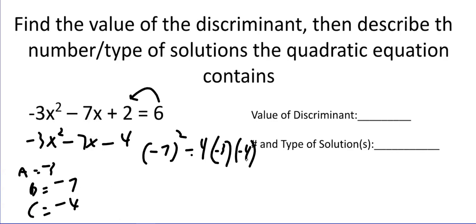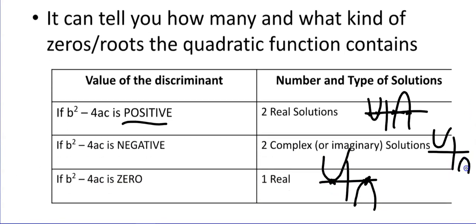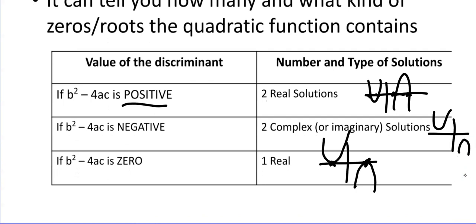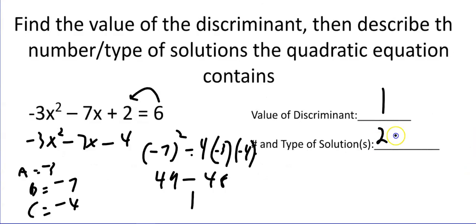Okay, so negative 7 squared is 49. When I do a negative times negative times negative, I'm going to end up with a negative number. Okay, so 4 times 3 is 12. 12 times 4 is 48. 49 minus 48 is 1, so the value of the discriminant is 1. Okay, so when I get 1, remember, that's a positive. So I'm going to have 2 real solutions.